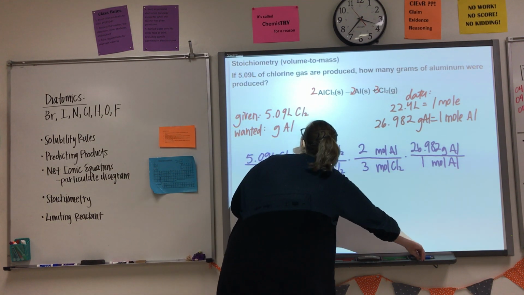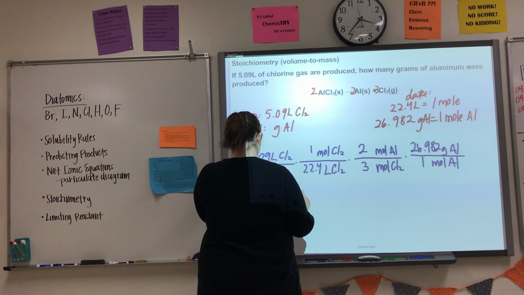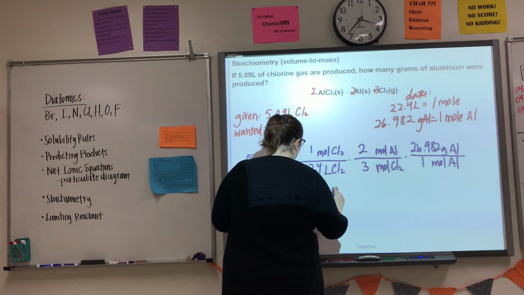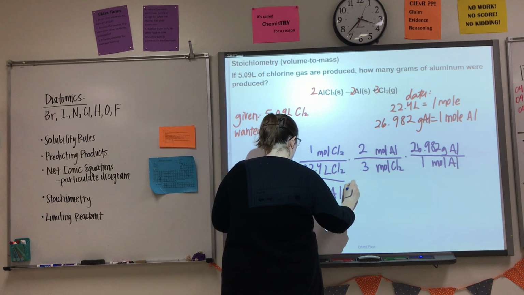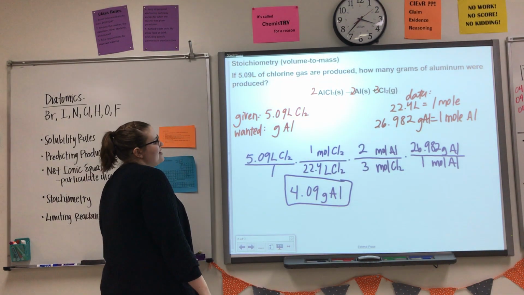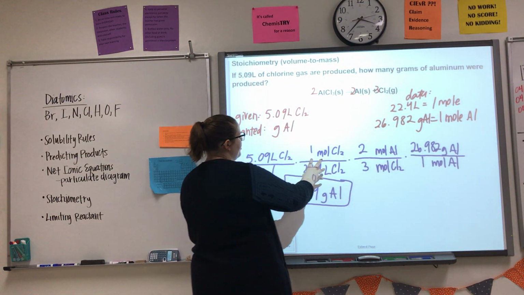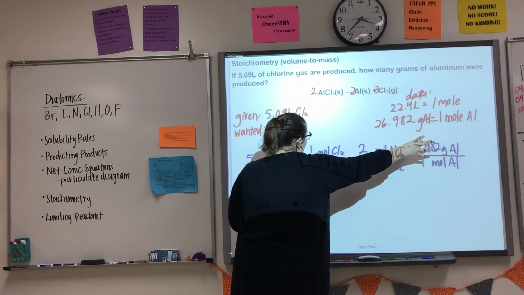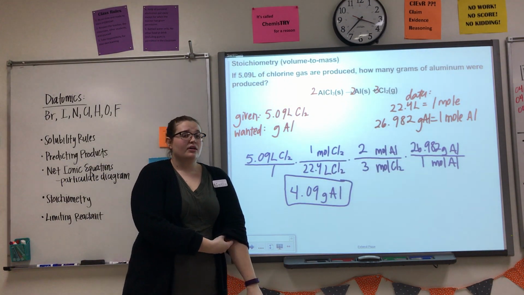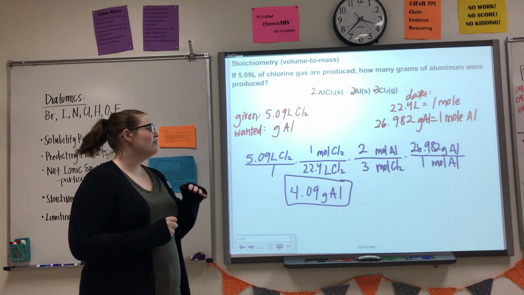All right, I started out with 3 significant figures, so I'm going to end with 3 significant figures. 4.09 grams of aluminum. All right, that is volume to mass. It's just the reverse steps. Before, we used our 22.4 at the end, and down here we used our molar mass. So we just switched them. We made them fit, with grams going with the molar mass and liters going with volume.